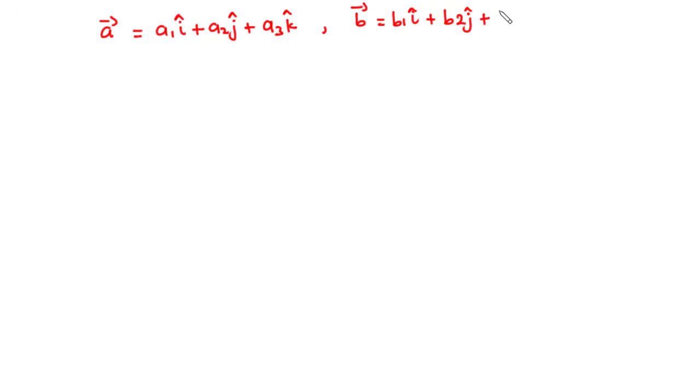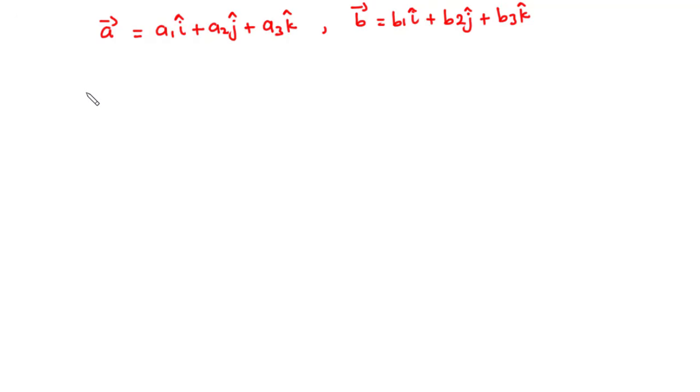So if A and B are two vectors expressed in the component form, such that we have vector A to be A1 i cap plus A2 j cap plus A3 k cap, and we also have vector B to be B1 i cap plus B2 j cap plus B3 k cap.